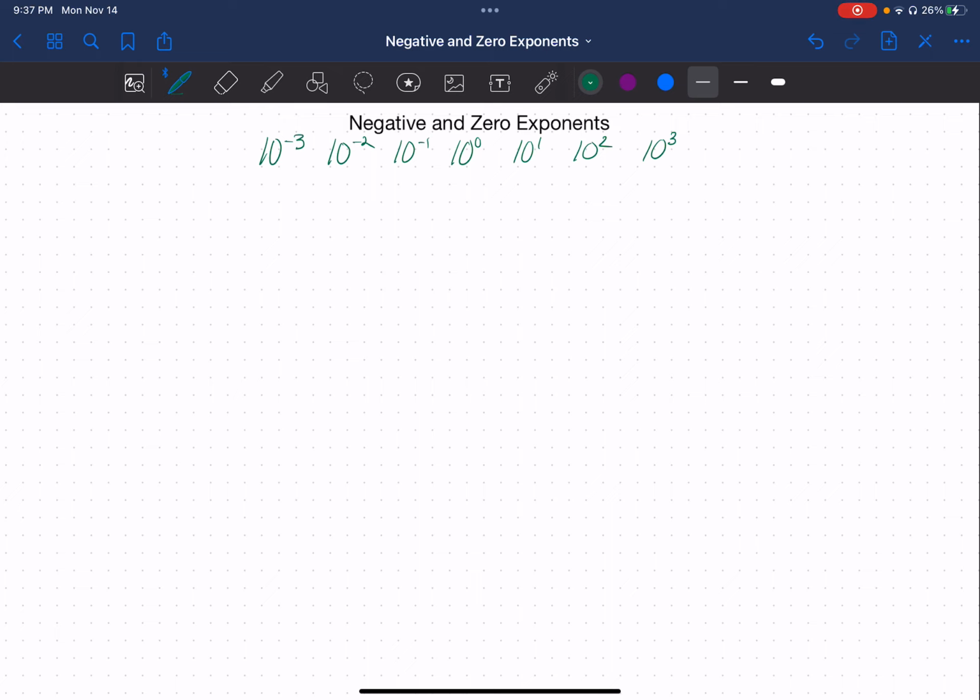Okay, what is it if I take something to the first power, what is that? Okay, what about a zero power? What about a negative power or exponent? And again, it helps me. Hopefully, you find it helpful as well.